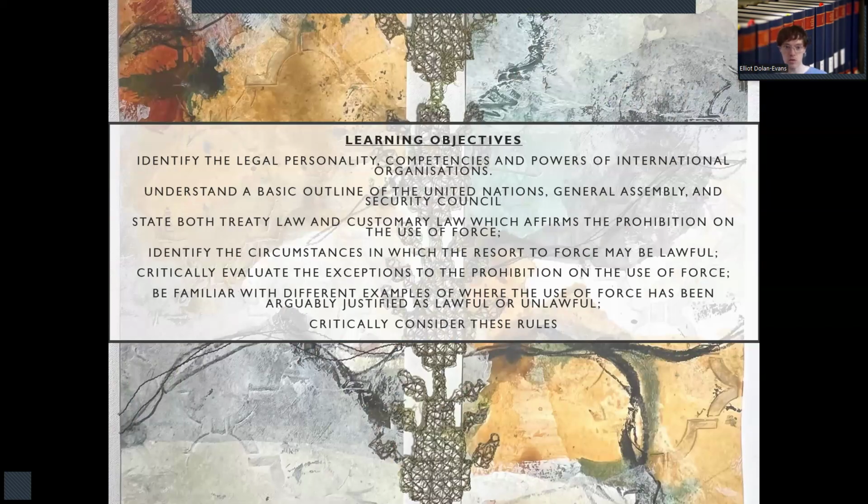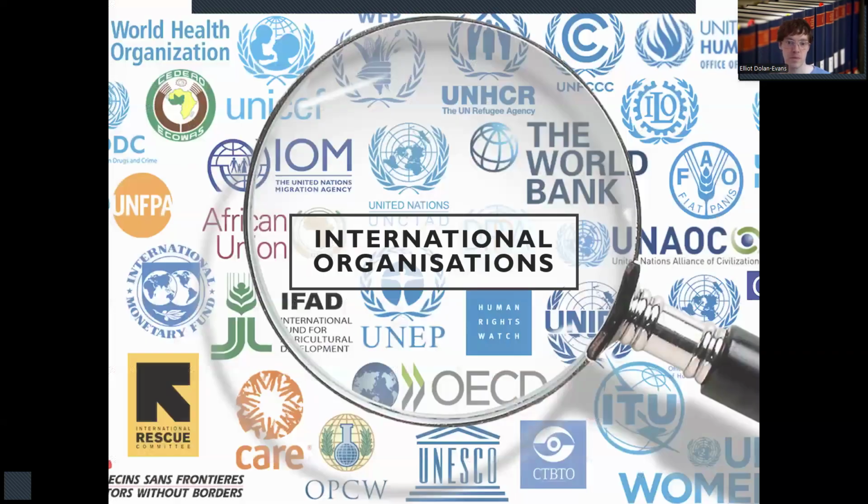So it's quite a lot, looking at international organizations and then contextualizing that discussion by focusing on the United Nations. There's obviously many other international organizations, but the United Nations is kind of the premier one. And then we look at the use of force. So we look at the prohibition of the use of force, exceptions, and then also where the use of force has been justified. And we're going to consider these rules more critically as well.